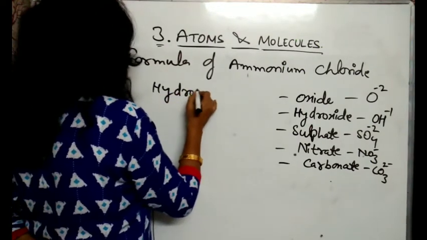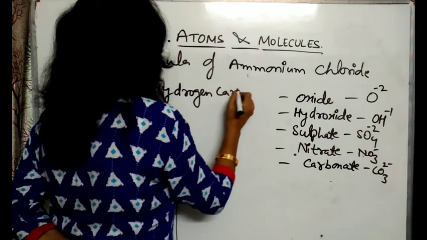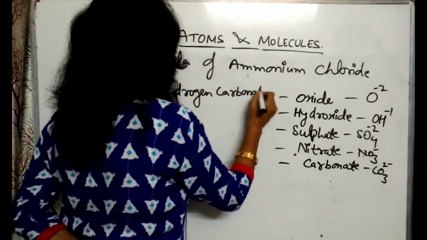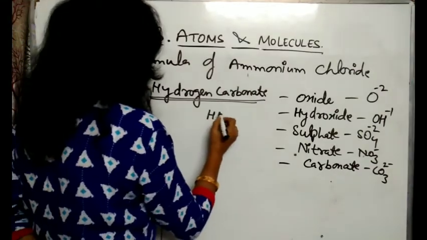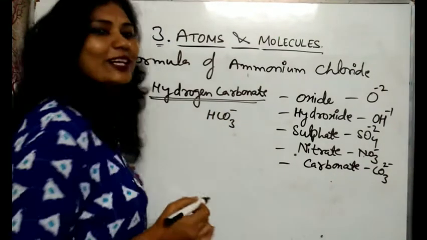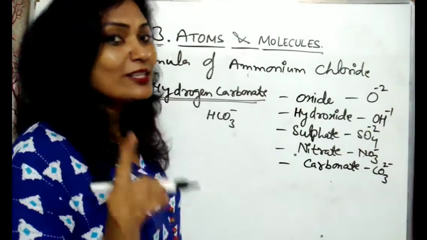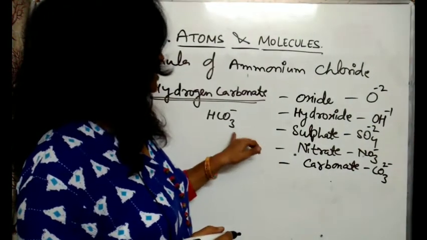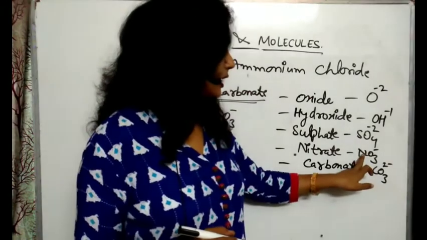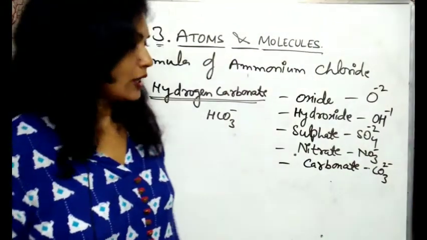Hydrogen carbonate. What is written for the hydrogen carbonate? HCO3 and -1. It means its valency is -1. So these are the common radicals from which we can make the different formulas.